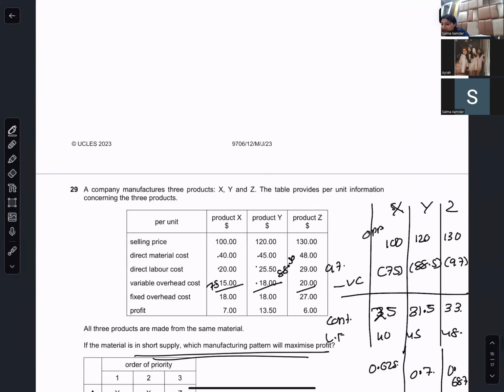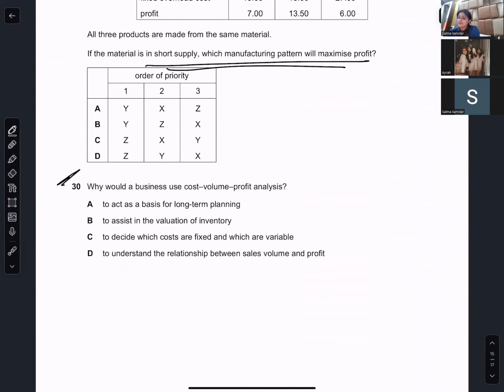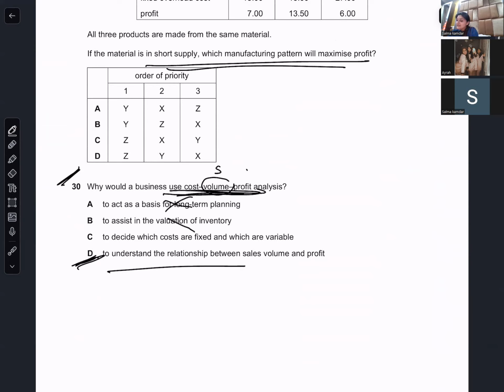Only 29 questions? No, I have a 30th one. What is the 30th question? Why would a business use cost volume profit analysis? CVP is used to get the relationship between sales and profit. It is not used for long-term planning, it is not used for valuation of inventory, and it is not used to decide which cost is fixed and variable. So this is the best suited one.